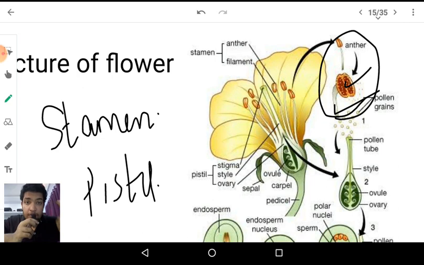Now, talking about the female reproductive system, that is the pistil. Pistil consists of three parts. The upper portion is known as the stigma. The next portion is known as the style, and the third portion is known as the ovary. Inside the ovary there is an ovule, and inside the ovule there is an egg cell, and this egg apparatus contains the female gamete.